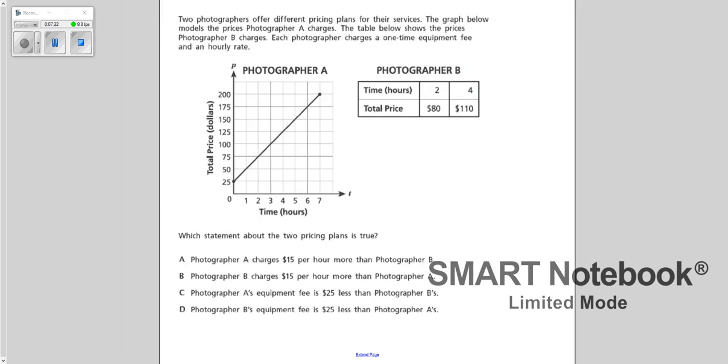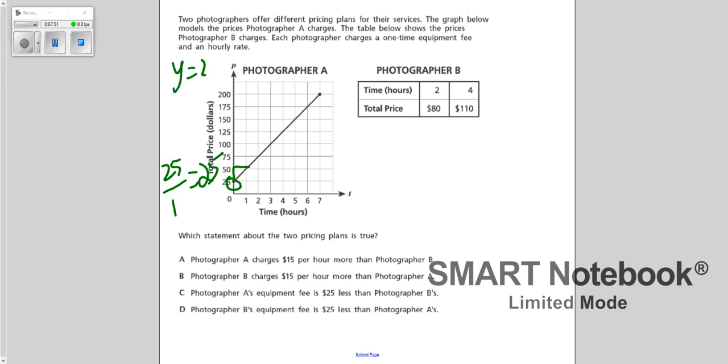Here are 2 photographers and their prices. You could see that photographer A charges an initial fee and then also an hourly rate. And photographer B, we don't know, but it's probably the same idea. So first, let's figure out the slope of each. In photographer A, I'm going to do rise over run. So up 25 over 1. So the cost per hour for photographer A is 25. And that's also the initial value.